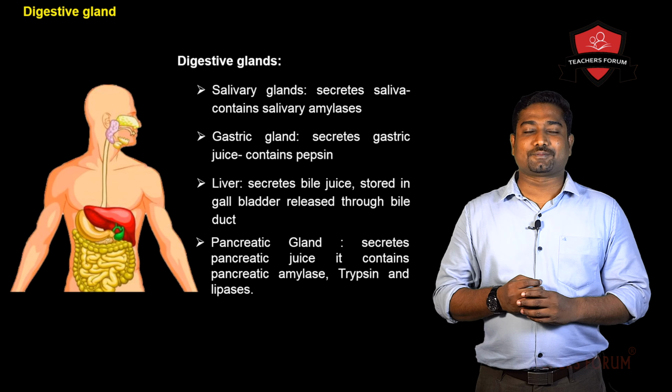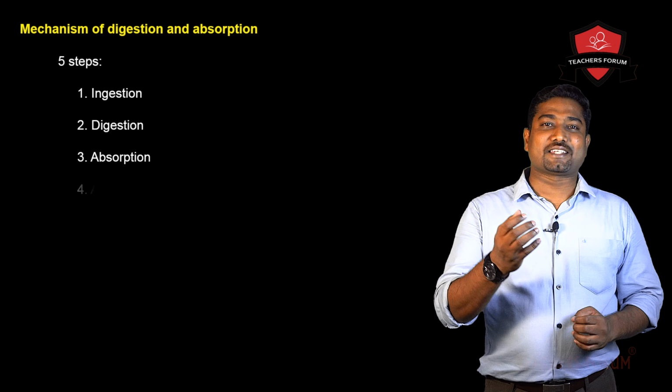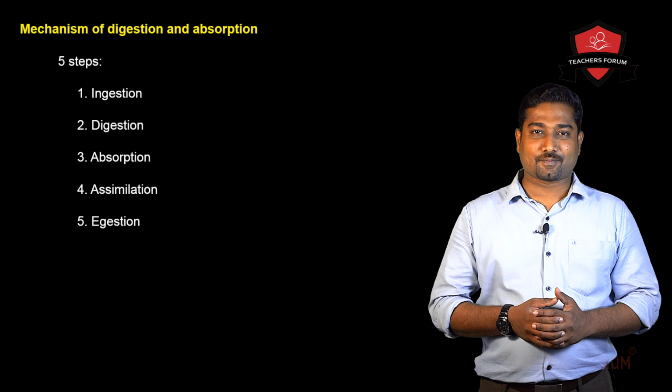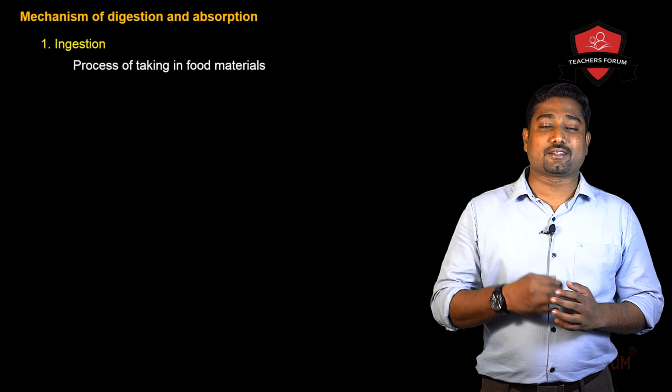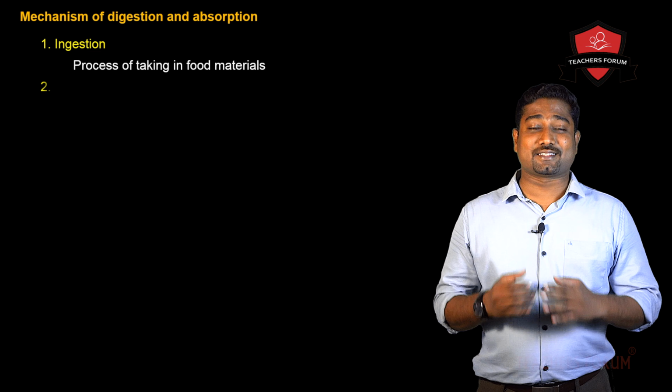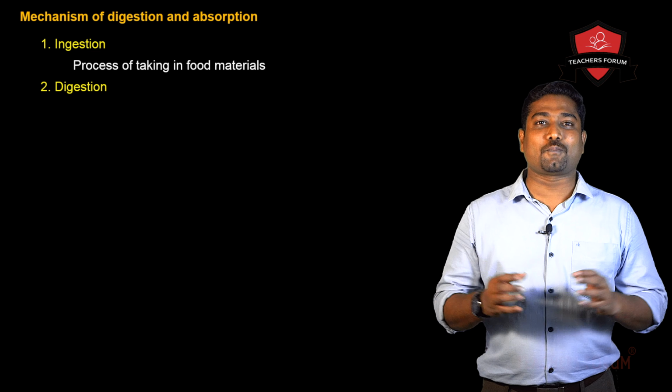So, moving on to the mechanism of digestion and absorption in humans. Like I told you before, there are 5 steps in digestion and absorption. They are ingestion, digestion, absorption, assimilation, and egestion. By the process of ingestion, the food is taken in. The first step is so simple. The second step, digestion, is complex.